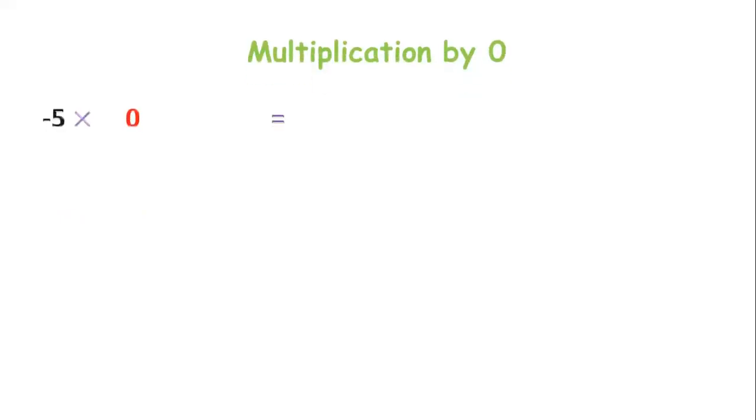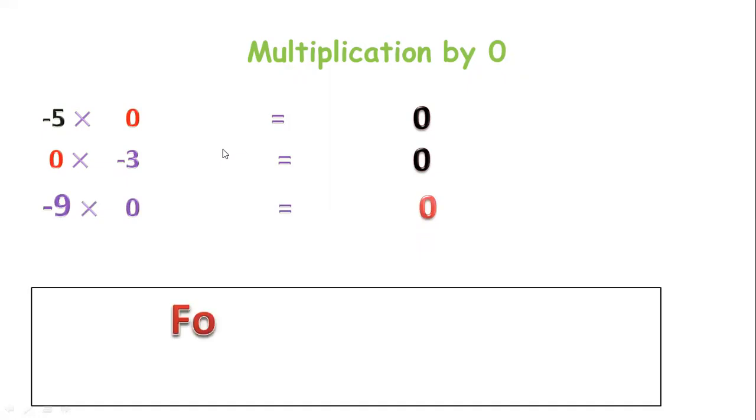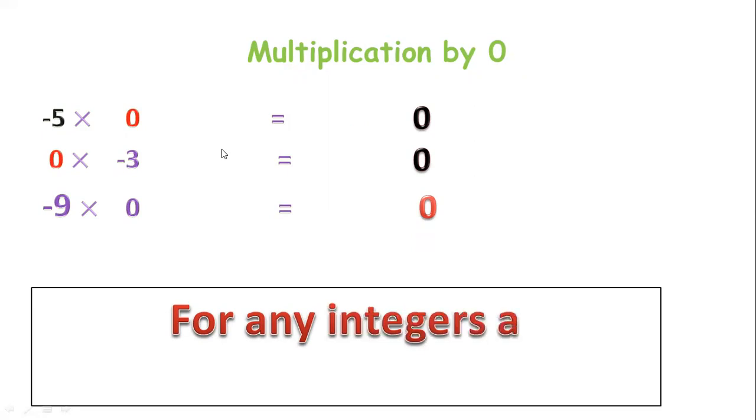Multiplication by 0. Minus 5 into 0. What is the answer? 0. 0 into minus 3 is 0. Minus 9 into 0 is 0. So for any integer a, a into 0 is equal to 0. If you multiply any integer by 0, the answer is 0.